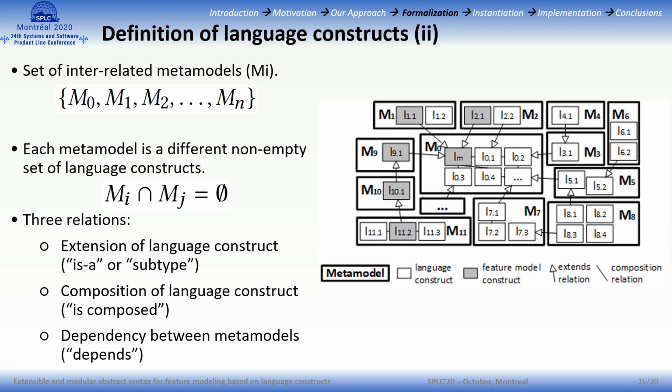In addition, we define three relations: the extension of a language construct to specialize an existing language construct, the composition of language constructs to define constructs using other language constructs, and a dependency between metamodels. Metamodels depend on another metamodel if there is a language construct that uses another language construct defined in that other metamodel, by using one of these two relationships between language constructs, I mean the extension or the composition.